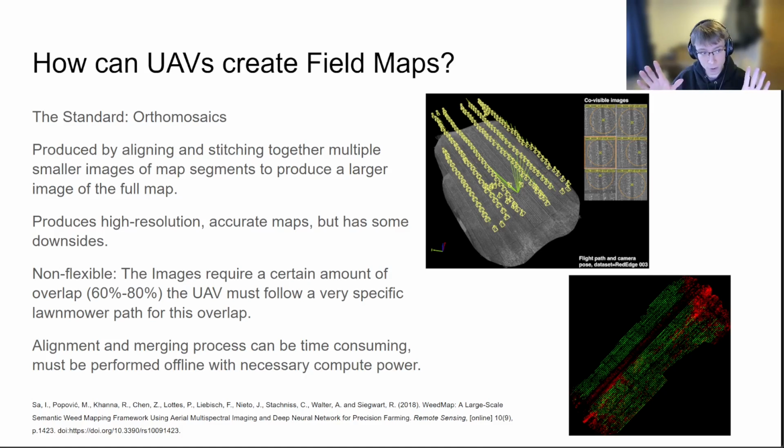This is very accurate, but has some specific downsides. One of these being that the UAV has to fly in a very specific pattern in order to cover the whole field. Another downside being that the operation is often very time-consuming due to the high-resolution images and the rectification and image processing that has to be done to the images in order to stitch them together. So this process can take a very long time and has to be performed offline, it can't be performed online on the drone.